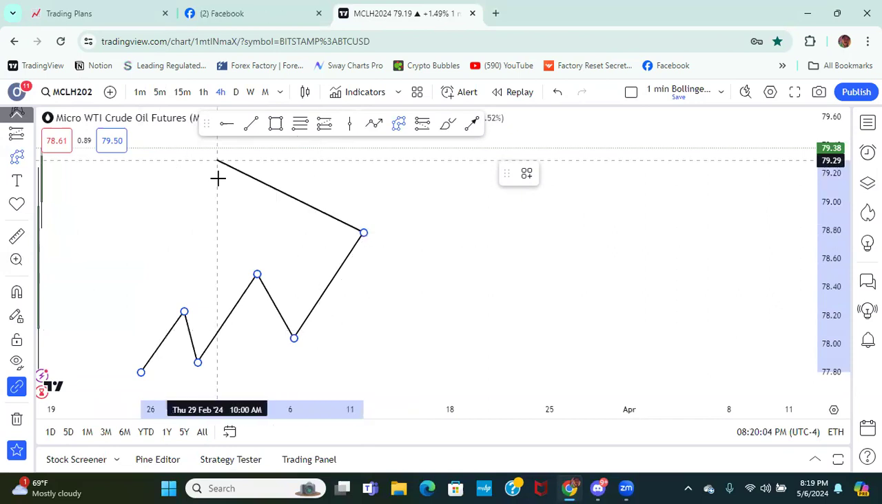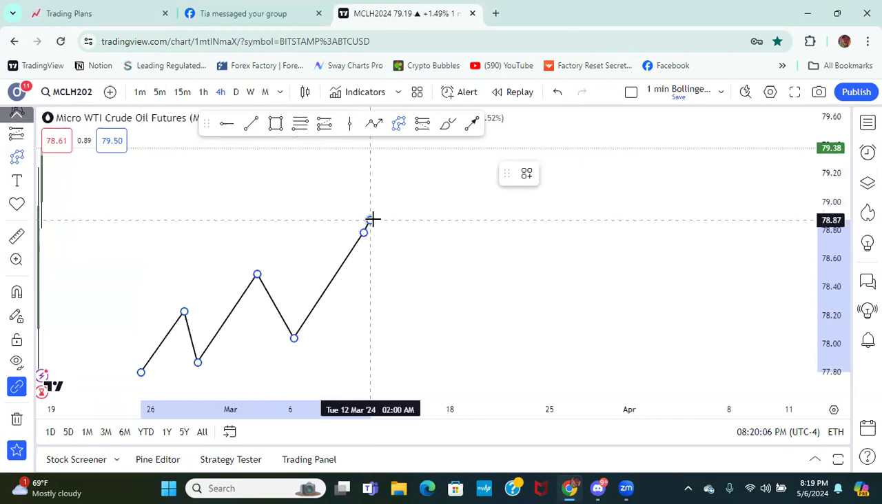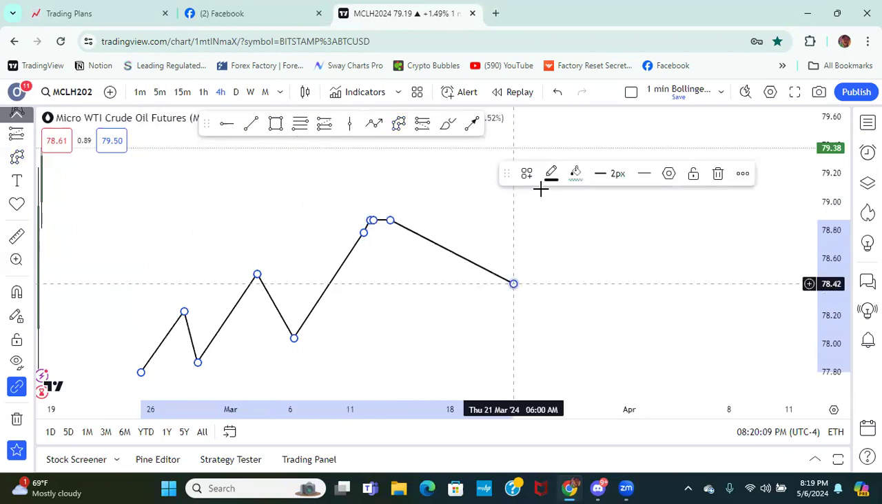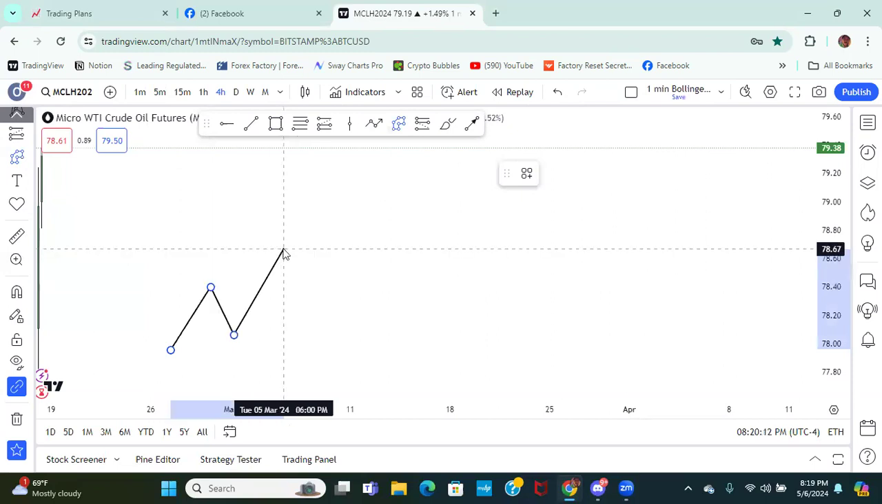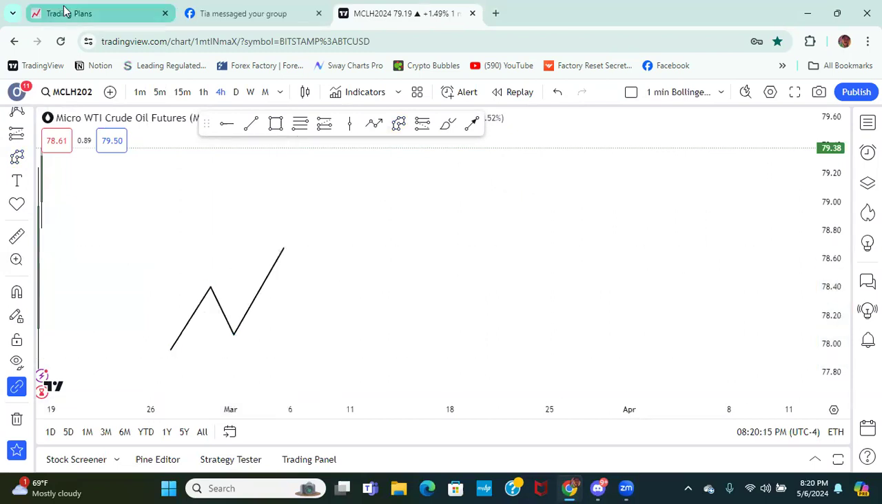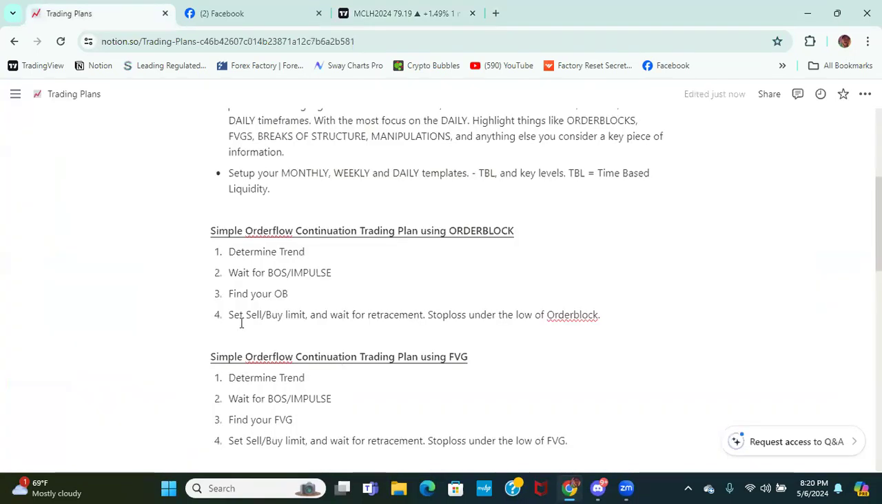Was that step one? Hold on, I gotta redo that. My bad. Boom, boom, boom, boom. You come to the chart, and this is what it looks like, right? Step one is determine the trend. It is bullish. You wait for a break of structure or an impulse, right?